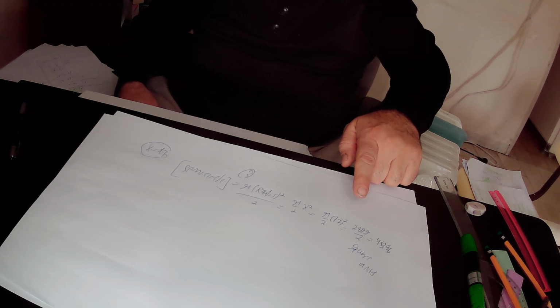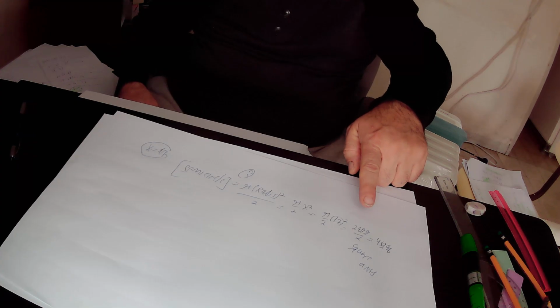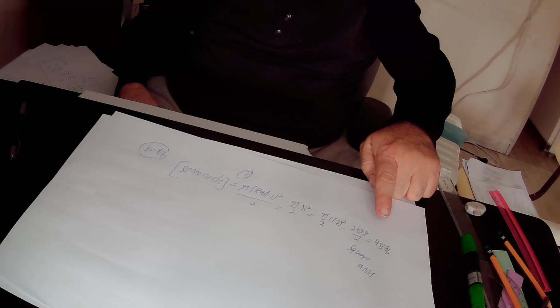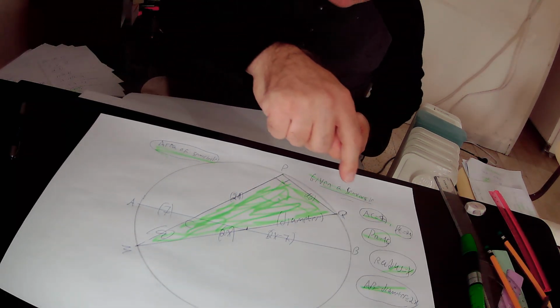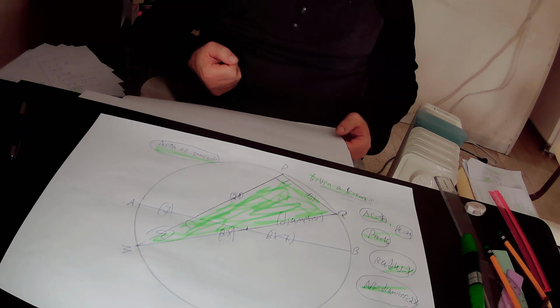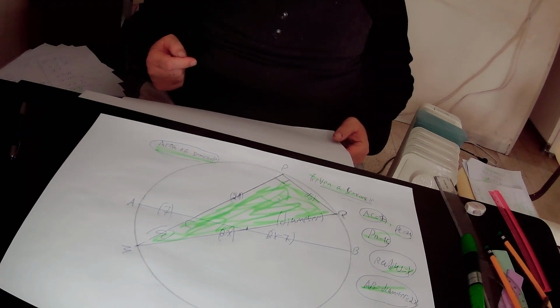17 squared is 289, so in total this expression equals 289 pi over 2 square units. In terms of numbers, it equals 453.96 square units. So in total, the area of this semicircle, the area that we are looking for, is equal to either 289 pi over 2 square units, or in terms of numbers, 453.96 square units.